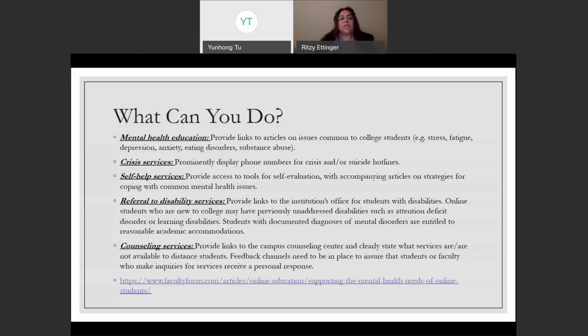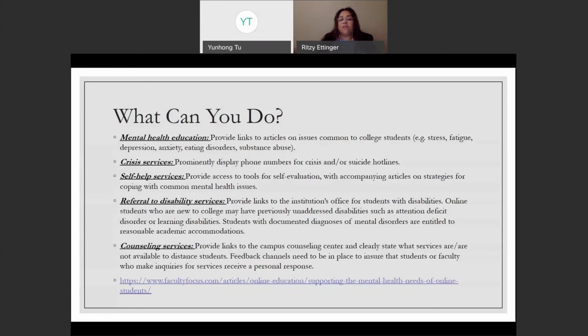Also, crisis services. Display those phone numbers somewhere in your syllabus or when the classes are being designed. And again, I don't know what county you're all working with, but if the students are registered, it's important for you to have those services available in those counties.